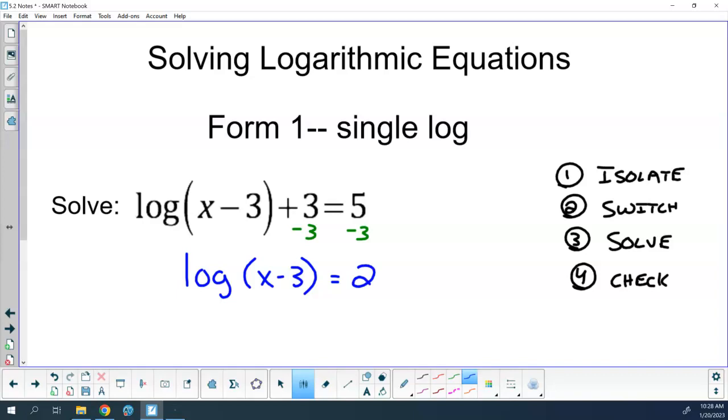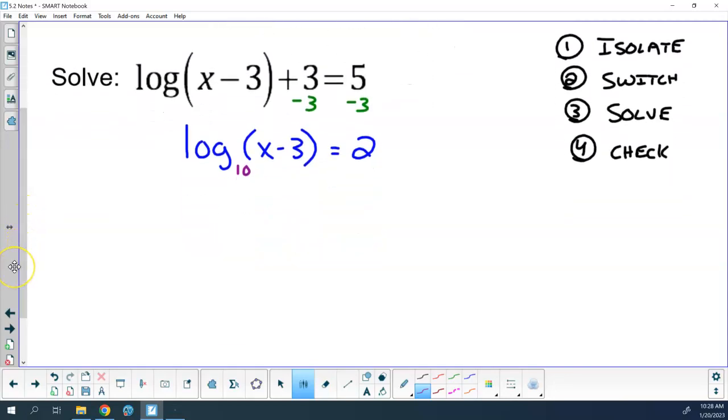I've now got my log term isolated. If it helps, remembering back from Wednesday, if there's no base written, we assume it to be base 10. That's going to help us in the switch process. So now I'm going to switch. My base is 10. My exponent is 2. My argument is x minus 3.